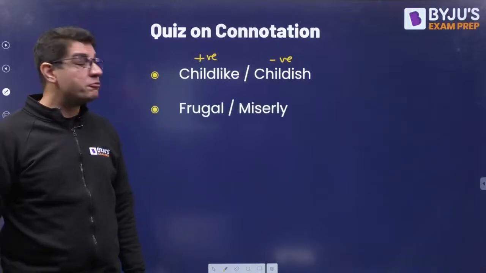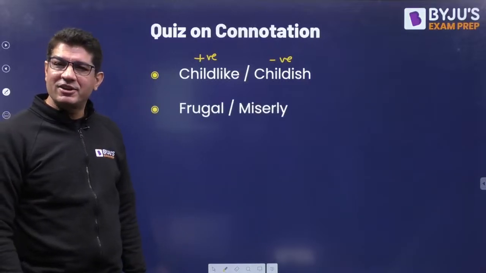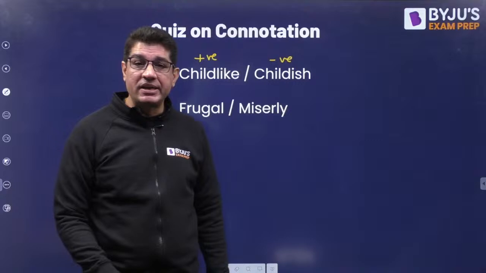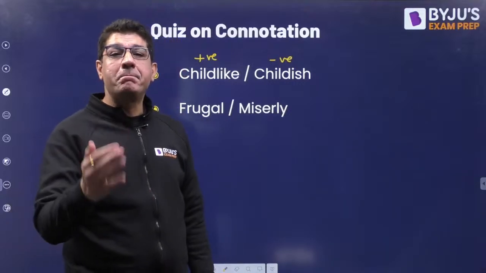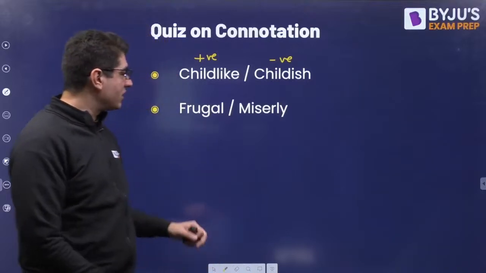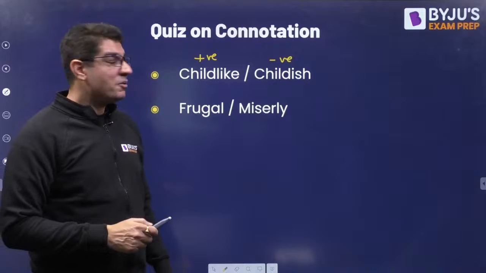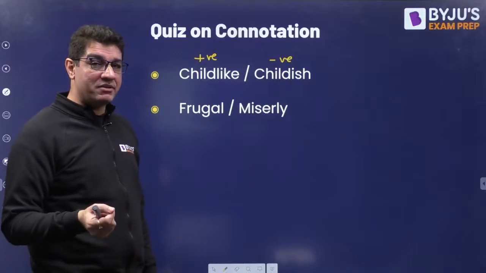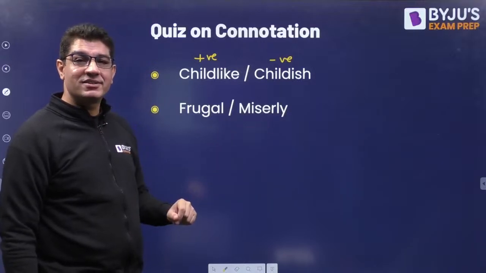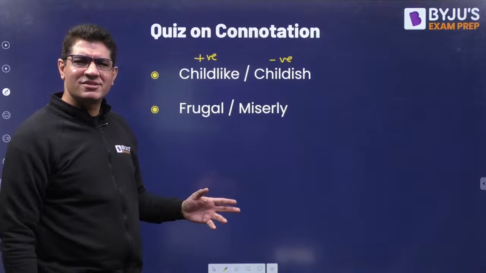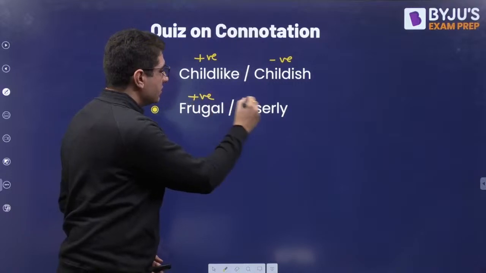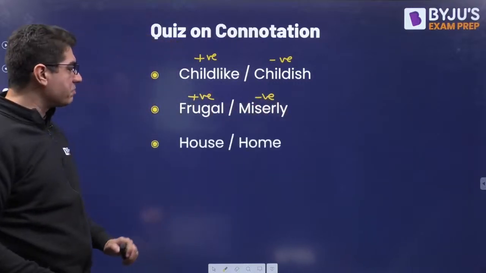Here is the next one, frugal versus miserly. Difference? So both the words talk about somebody who does not spend money. Now when we like that behavior, we call that person frugal. On the other hand, when we dislike that behavior, we are going to label that person miserly, stingy, kanjoos, makkhichoos, right? So that's positive. This is negative.